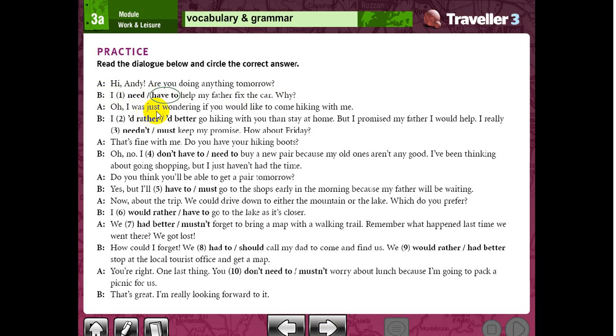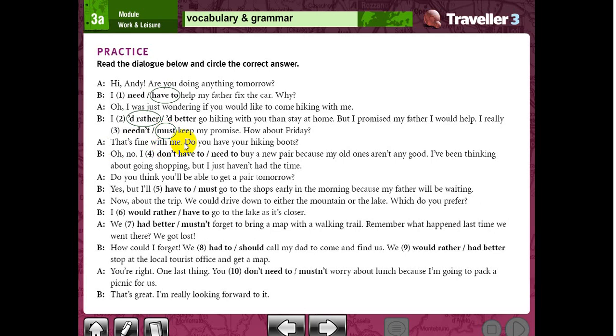Oh, I was just wondering if you would like to come hiking with me. I'd rather or I'd better go hiking with you than stay at home. Here I choose I'd rather. Why? Because I prefer to go hiking, but I promised my father I would help. I really needn't or must keep my promise. How about Friday? Here I will choose must. Why? Because we must keep our promises.